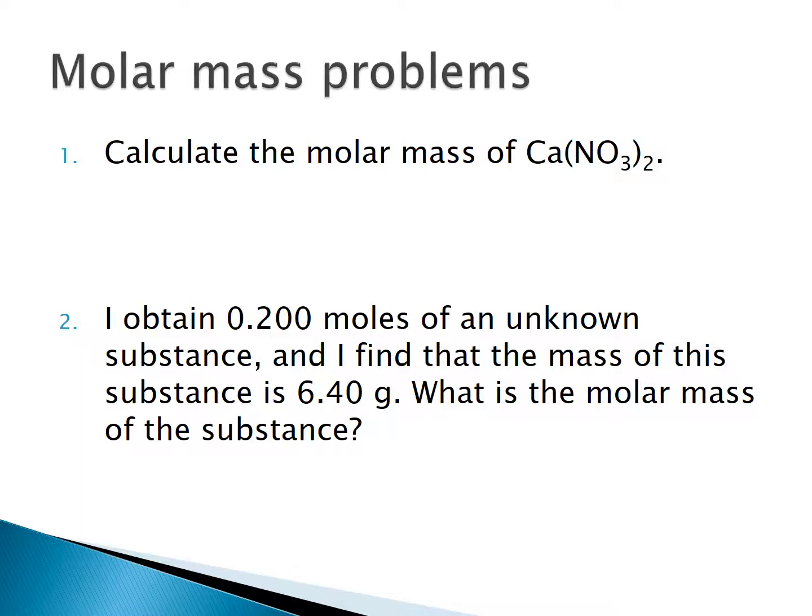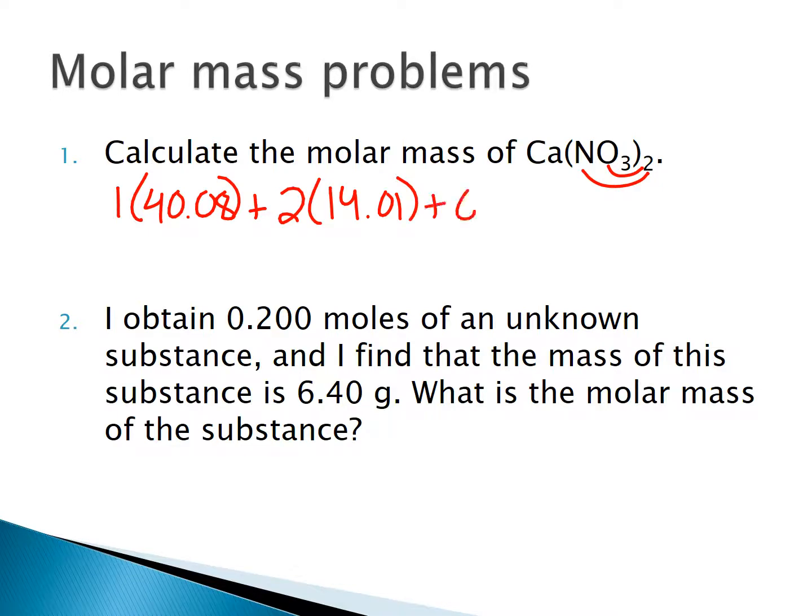Okay, so when we calculate the molar mass of calcium nitrate, you really have to be careful here and remember that the 2 applies to nitrogen and the oxygens. So I have 1 calcium atom with a mass of 40.08. I have 2 nitrogens with a mass of 14.01 and 6 oxygens with a mass of 16.00. Okay, so the molar mass of calcium nitrate is 164.10 grams per mole.